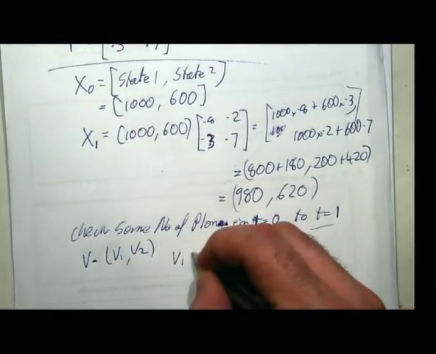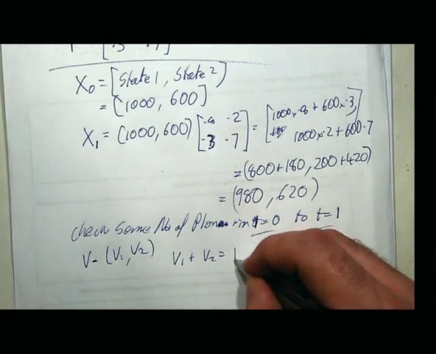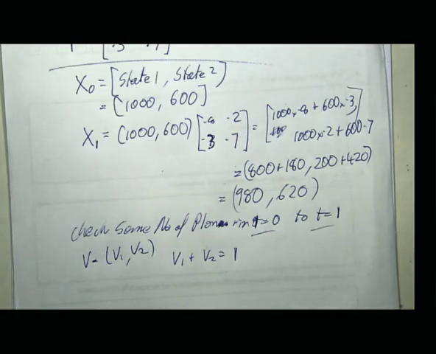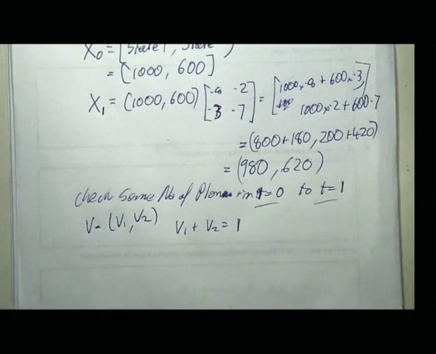We've got V1 plus V2 is equal to, I'm going to make that equal to 1, because it's a probability vector. Total proportion of people have got to be this, so therefore possibly, I'm going to come back and talk about part B again in a different way.